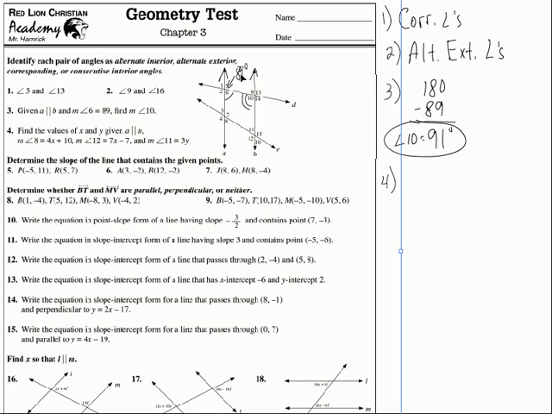Let's just get rid of some of this mess in here. Let's get rid of that, because I'm going to mark some other stuff up here. All right, let's see what we've got.